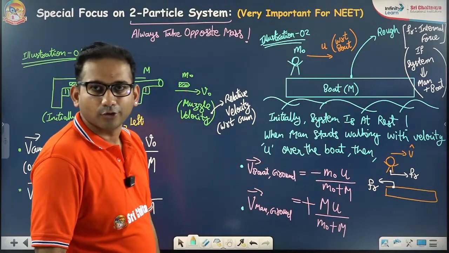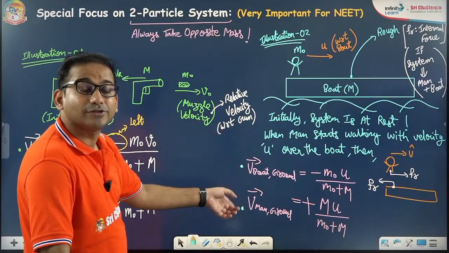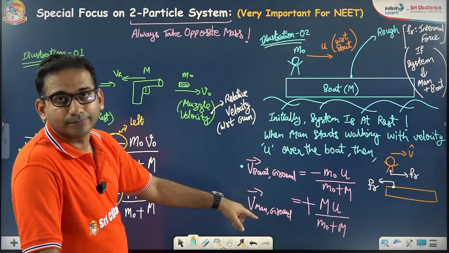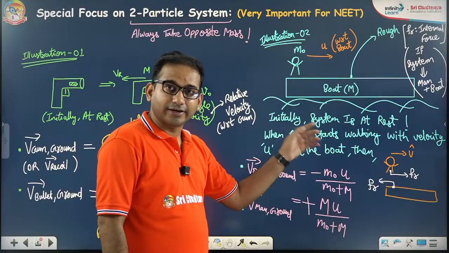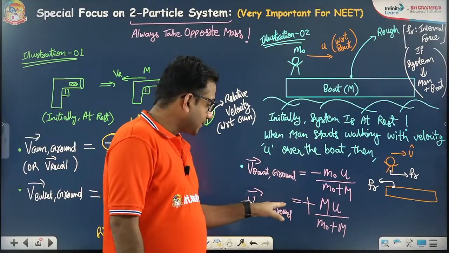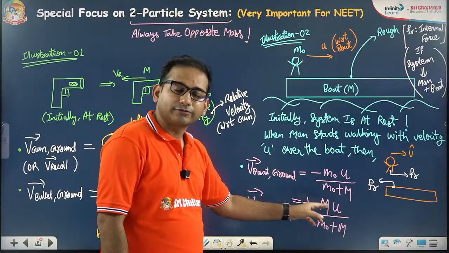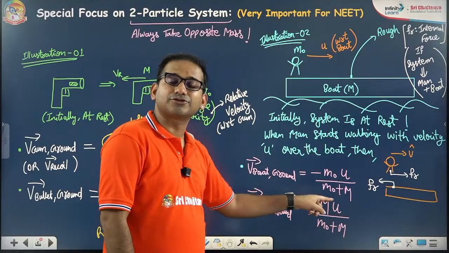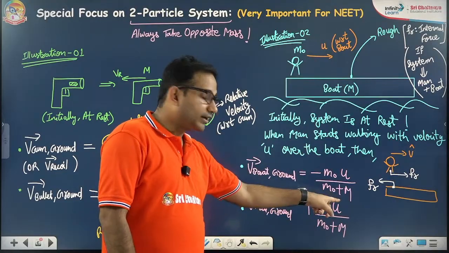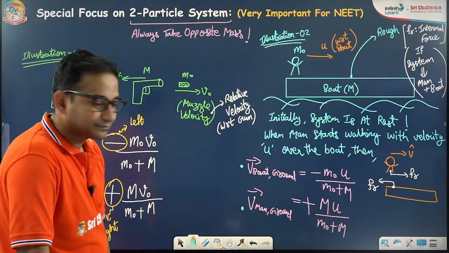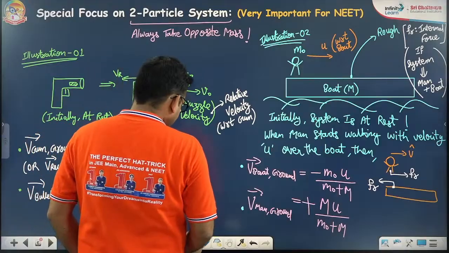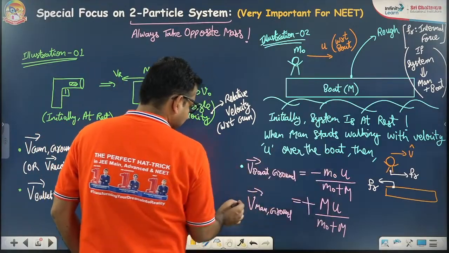Okay. Similarly, if you are writing the actual velocity of man with respect to ground, which means you will be getting plus, because it was moving right, always take the opposite mass. So it is mass of boat. If you are writing the velocity of man, then that should be the mass of boat into relative velocity by total mass of the system. Is that clear? All right. There would have been another way of getting this.